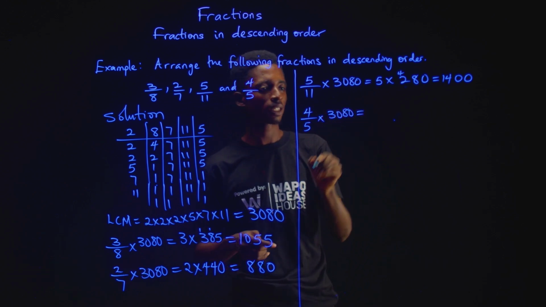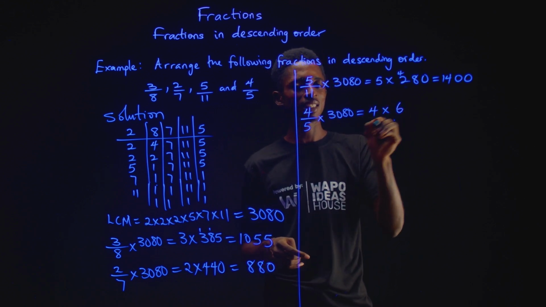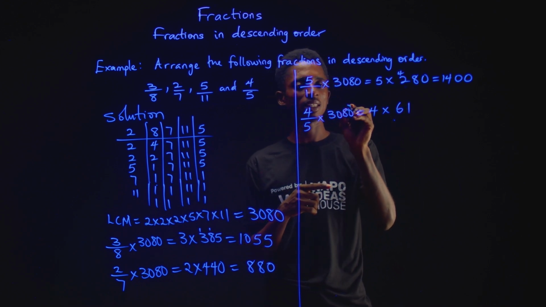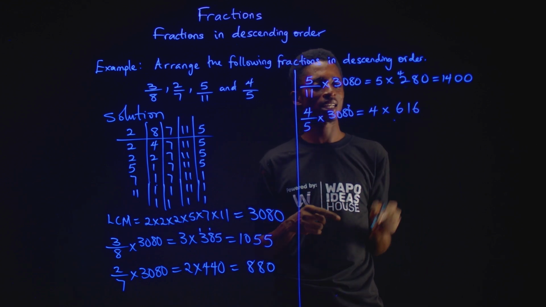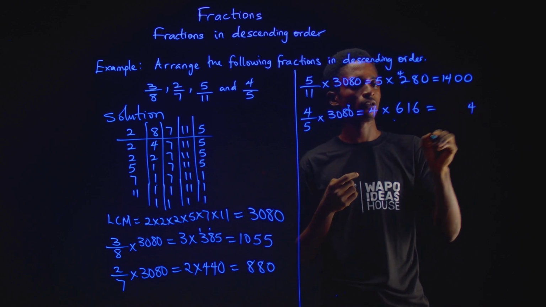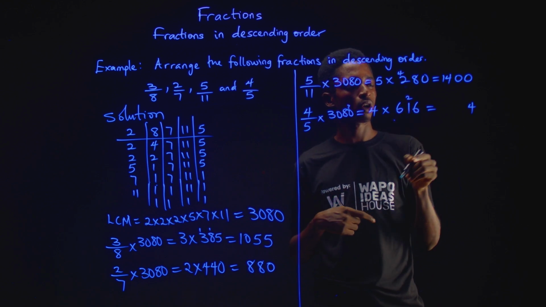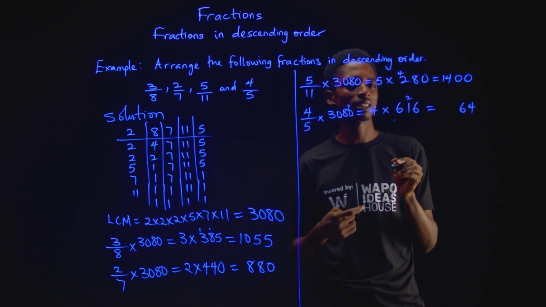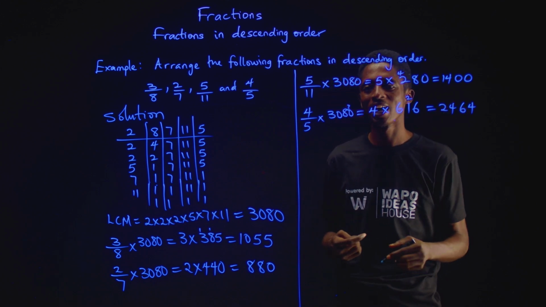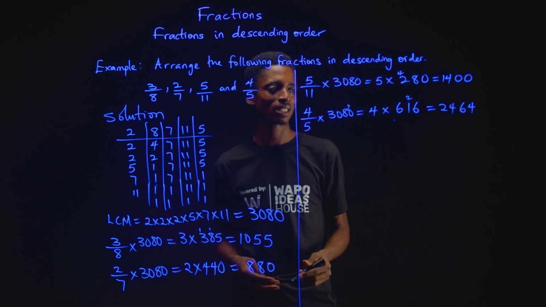3080. This would give us 4 multiplied by 5 in 30, that's 6, no remainder. 5 in 8 is 1, remainder 3. Now in 30 we get 6, that's 616. Now 4 times 6, that's 24. 4, carry the 2. 4 times 1 is 4, plus 2, we get 6. 4 times 6, 24. That's 2464. Now let's arrange our results from the biggest number to the smallest number.